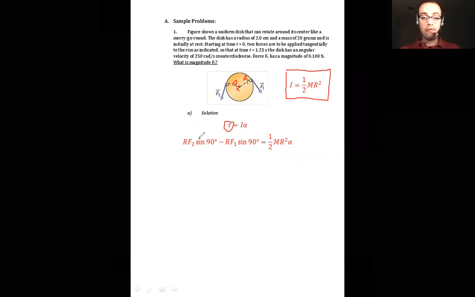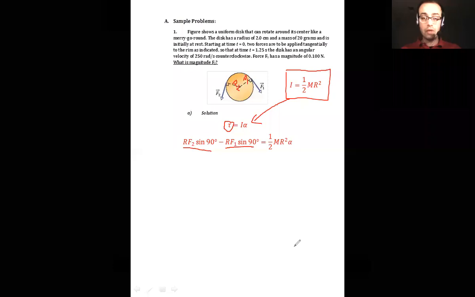So R F2 sine 90, why 90 degrees? Because this force is being applied tangentially to the radius, minus R F1 sine 90 degrees equals 1/2 mr squared alpha, and that is just substituting in this moment of inertia into this expression. You may be asking yourself, okay, how do we know that this should be positive? R F2 is positive and R F1 is negative.